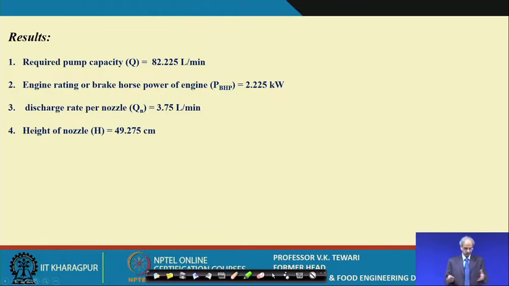So, the results I have already said. If you put them together at one location, the required pump capacity is 82.225 liter per minute, the engine rating or brake horsepower should be about 2.25 kilowatt, the discharge rate per nozzle is 3.75 liter per minute, and the height is 49.275 centimeters. This is the result which we got from the previous problem. It was a good design problem. Let us see another problem considering some other aspects of the design.